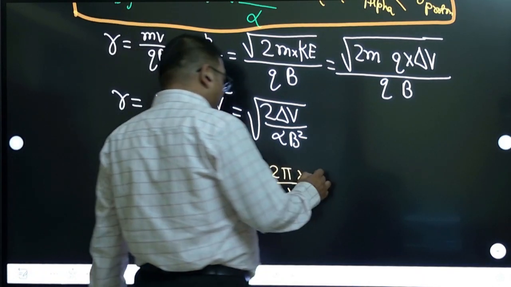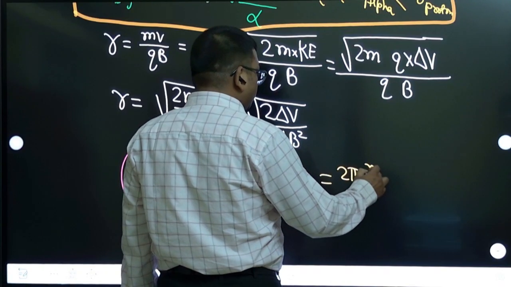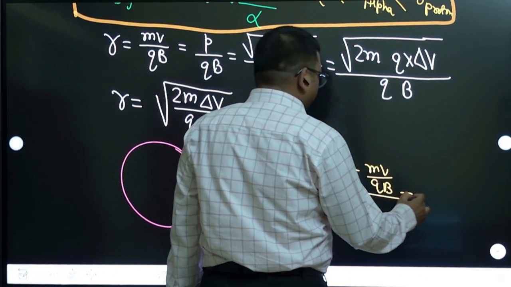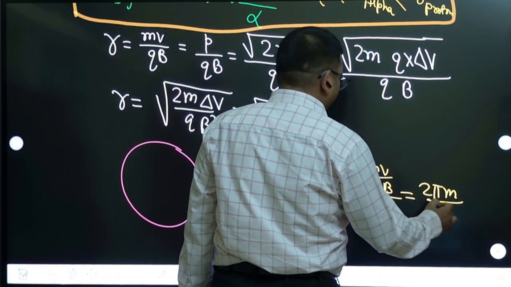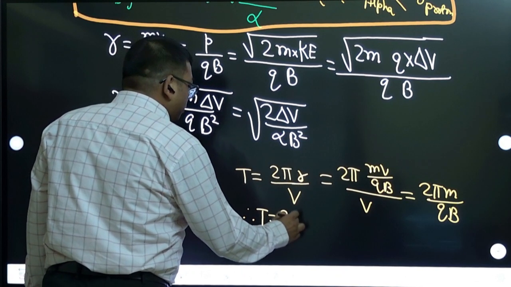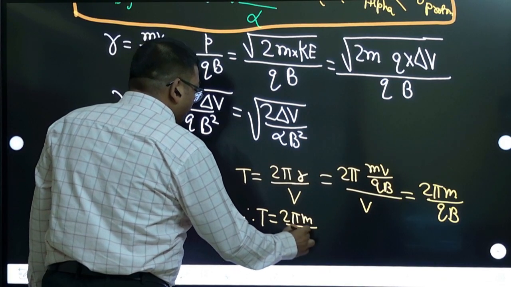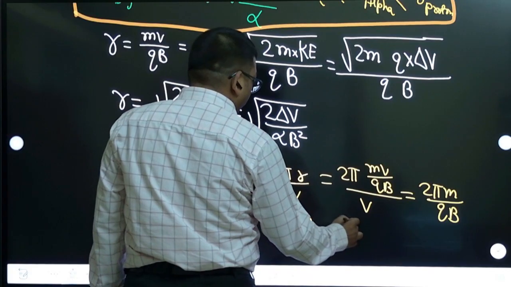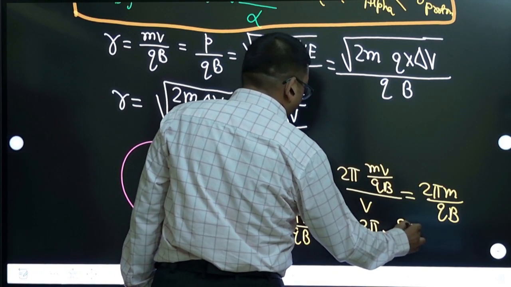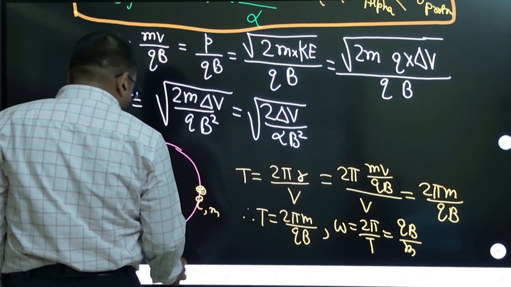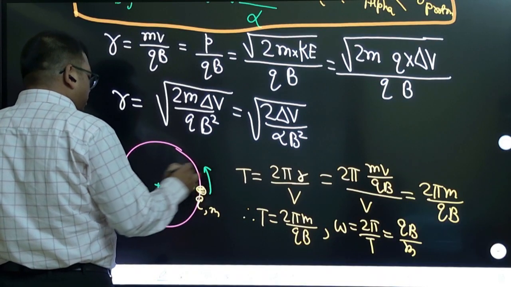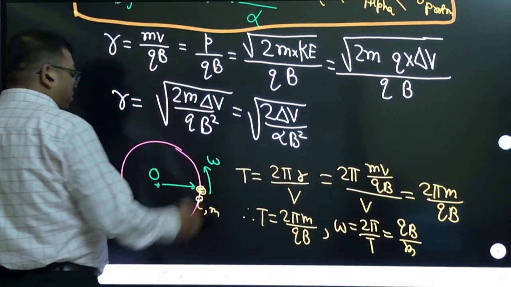Now the radius formula we know, let us substitute. Radius is mv by qB, divided by v, so v and v get cancelled. So you get 2 pi m by qB. Now it is very important to note this time period, which is 2 pi m by qB. You can also calculate angular velocity omega, which is 2 pi by time period, which will come as qB by m. Angular speed means the rotational speed of this charged particle around the center. Omega is angular velocity or angular speed.